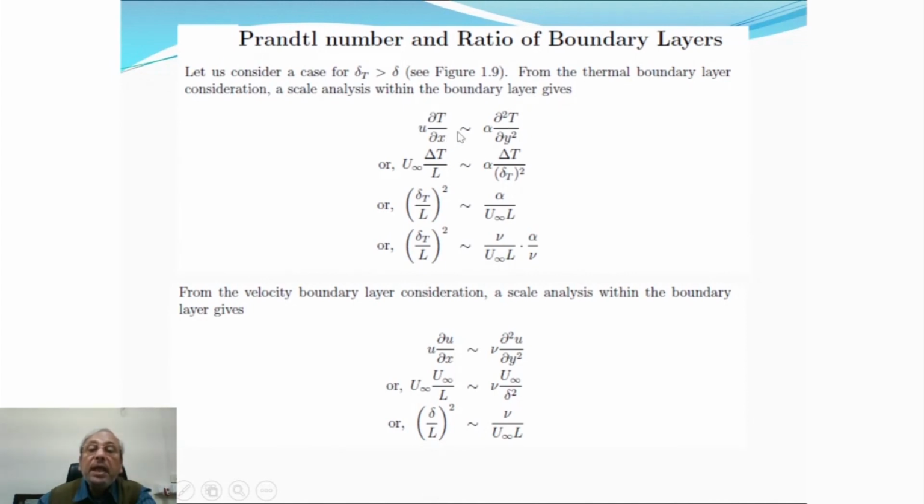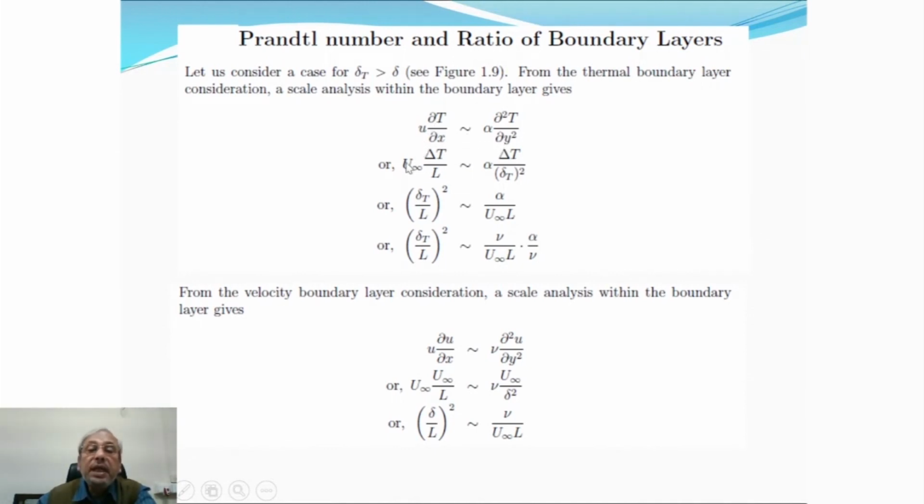U del T del X is of the order of alpha del 2T del Y2. That means we have kept the highest convective contribution and highest diffusive contribution of thermal energy: U del T del X, the highest term of the convective part, and alpha, thermal diffusivity, del 2T del Y2. If we again apply order of magnitude on this, these are comparable within the thermal boundary layer.